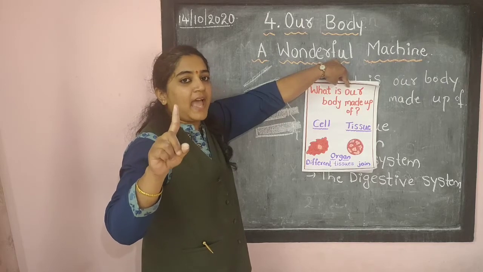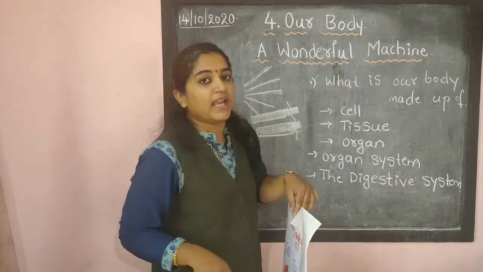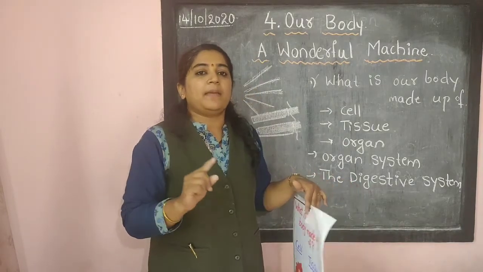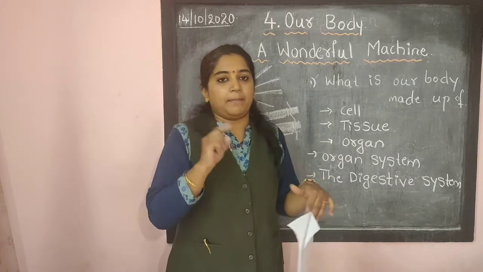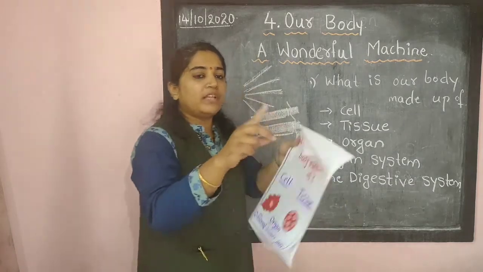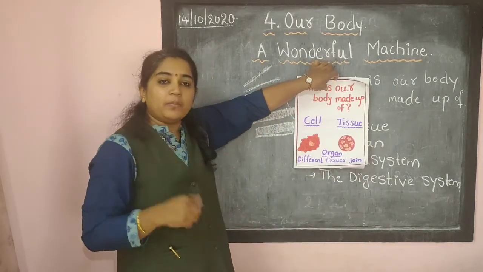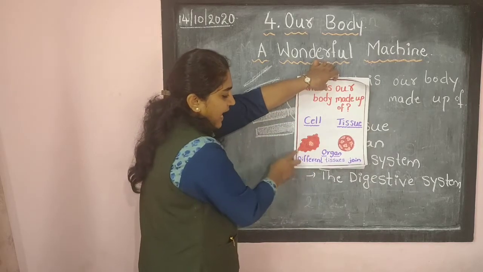Some animals have only a single cell. In our human body there are millions of tiny cells. But some animals have only one cell, like the amoeba. Amoeba has only one cell in it, okay. But in our human body we have millions of cells.